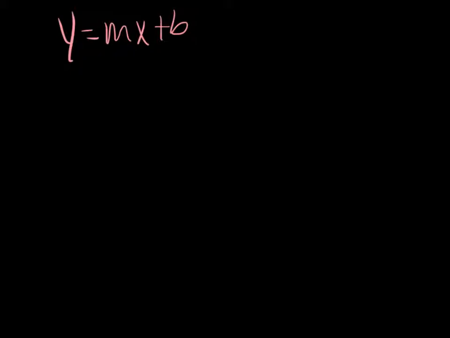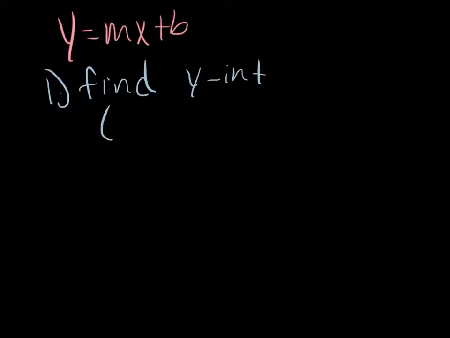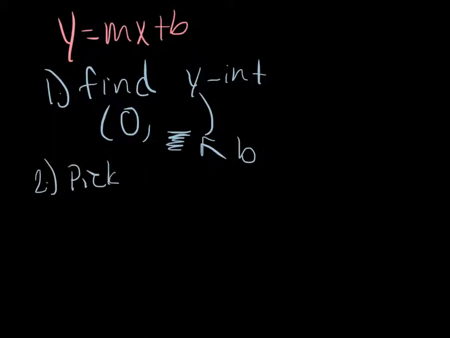So here are the steps that you need to remember in writing the equation of the line. So step 1, find your y-intercept. Remember, it's going to be a coordinate, (0, some number). That number is going to be your b value in the equation. Step 2, pick 2 points. And remember that what you use for your y-intercept can count as 1 point. So really, you just need to pick one other point.